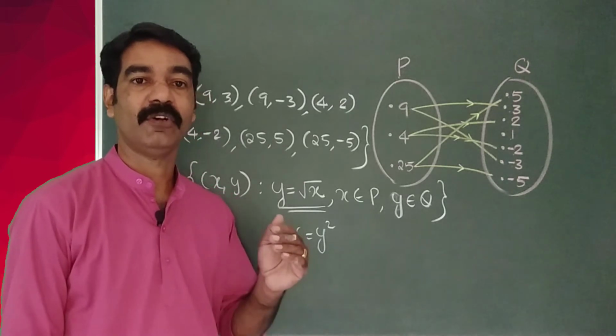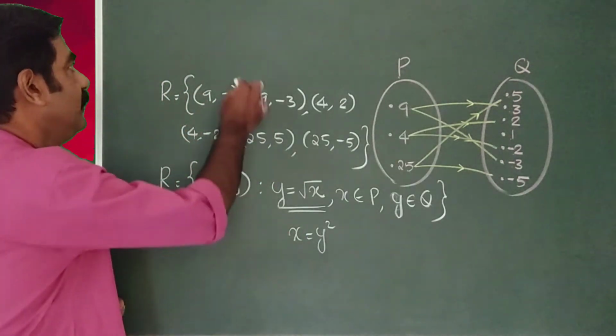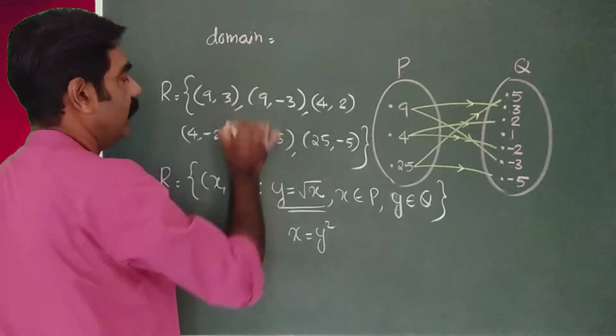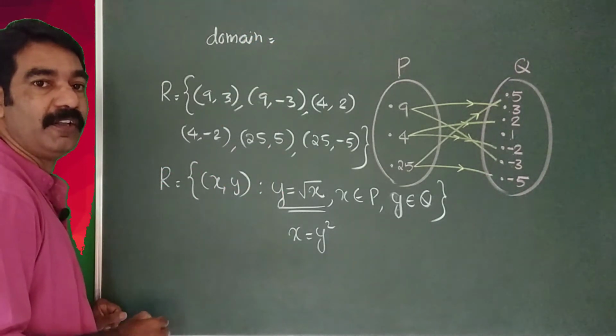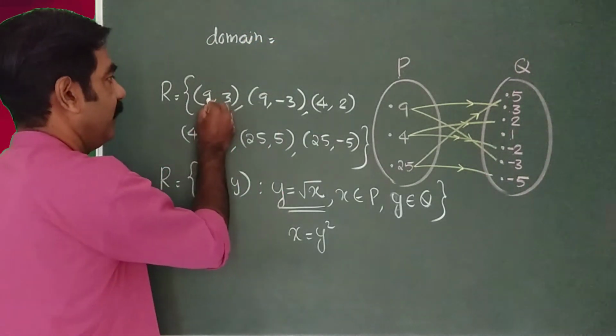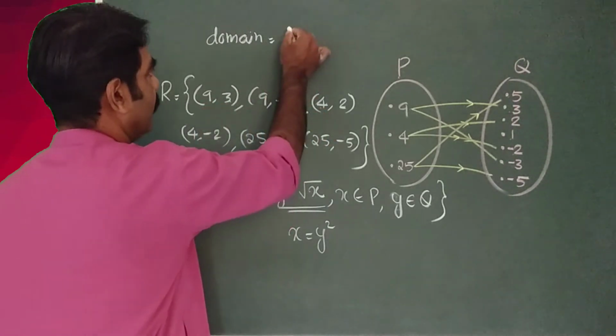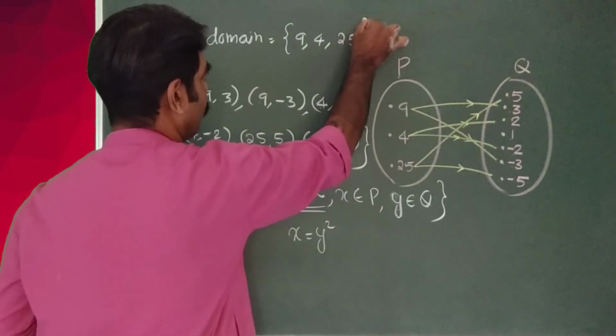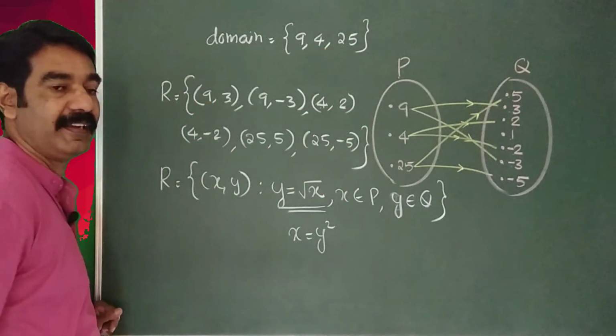Now we have to write the domain. What is the domain here? The domain is equal to the set of all first elements. That is 9, 4 and 25. So the domain is the set 9, 4, 25. And what is the range?